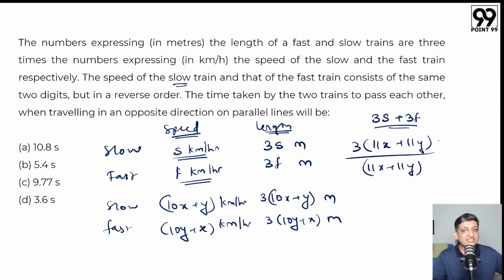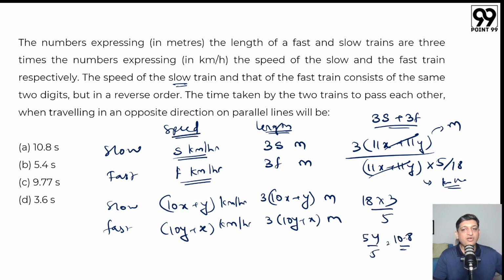Now the problem here is that this is in terms of meters and this is in terms of kilometers per hour. So what will you do in this case? Kilometers per hour will need to be converted to meters per second, so we will multiply by 5 by 18. These two are going to get cancelled, and I am going to get 18 into 3 divided by 5. So we are going to get 54 divided by 5, or 10.8 seconds as the answer. The correct answer here is option A. The time taken for these two trains to pass each other is going to be 10.8 seconds.